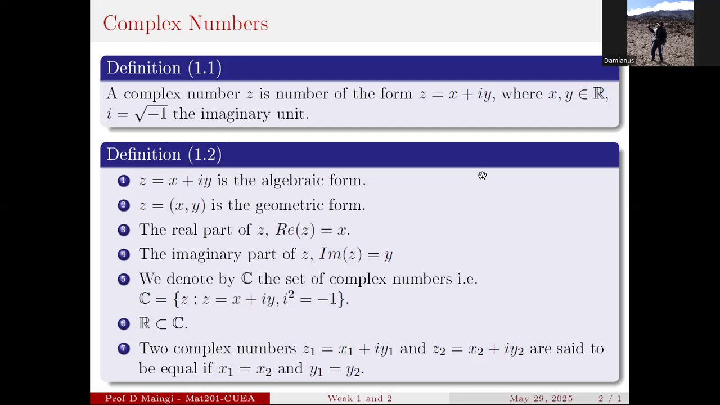The geometric form means that, remember what you used to call the XY plane or the Cartesian plane. And so we can think of Z as defined by these two, X and Y real numbers. The X axis, the horizontal axis, represents X, what you may call the real part. And the Y part, corresponding to the complex part, would be the imaginary axis. So number 3 says that the real part of a complex number is X, the horizontal axis, and the imaginary part of a complex number, which we denote by Im(Z), is Y.